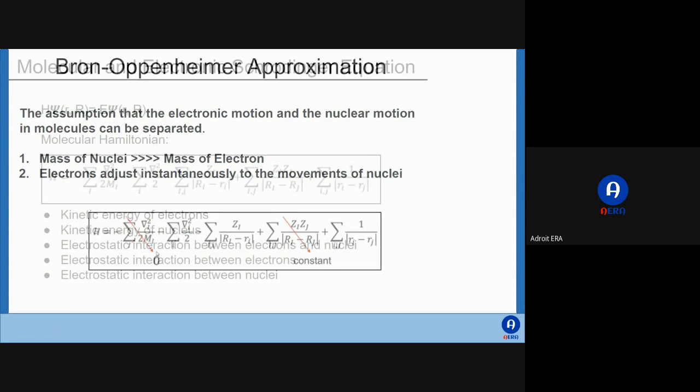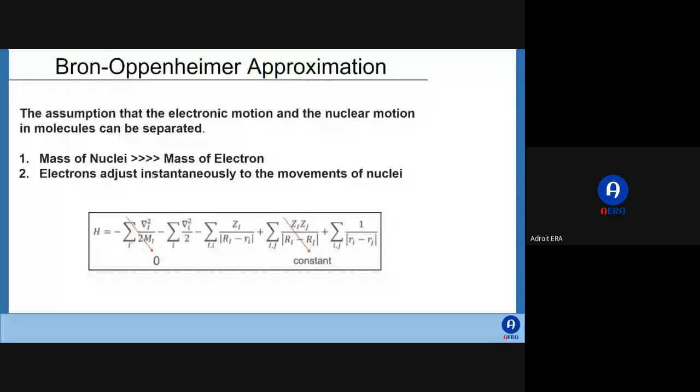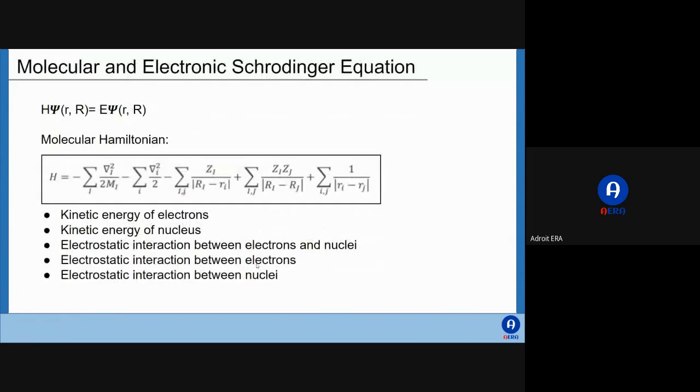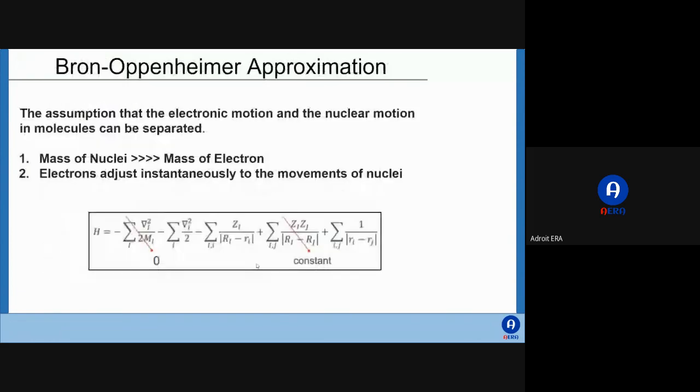So we can ignore that term, right? Here there are a total of 5 terms. We can ignore the first term because the mass of nuclei is greater than the mass of electrons, by the Born-Oppenheimer approximation. It also states that electrons instantaneously adjust to the motions of nuclei, which means the electrostatic interaction between electrons is constant. So when it is constant, you can ignore that too. We will be left with 3 terms in total when we want to write the electronic Hamiltonian of a given molecule, right?